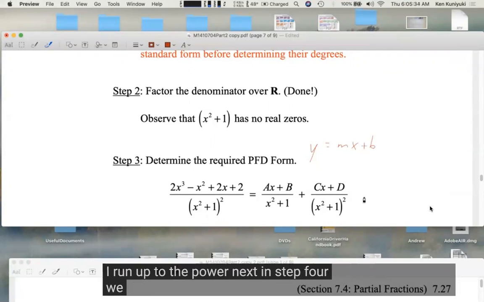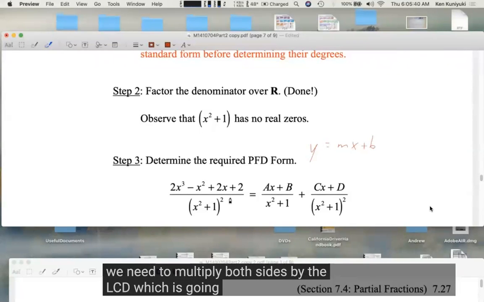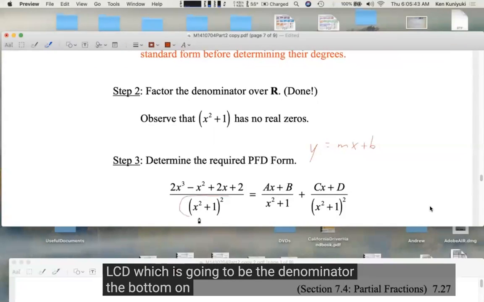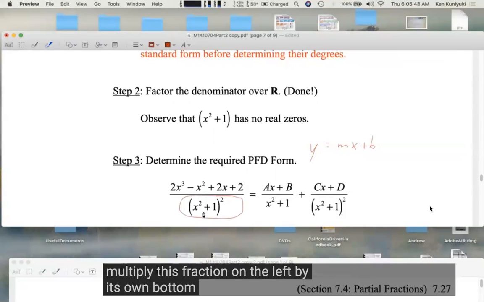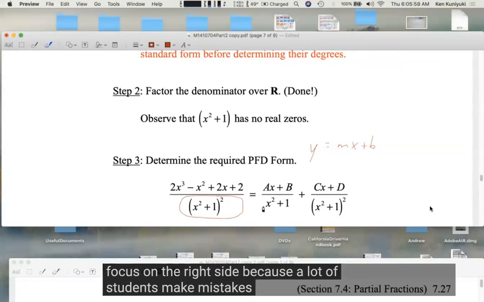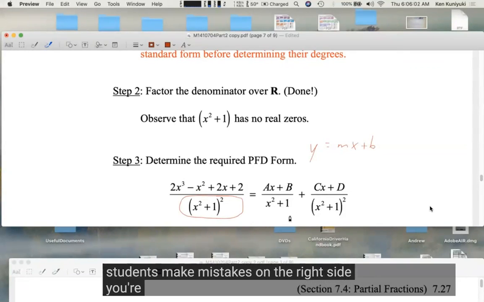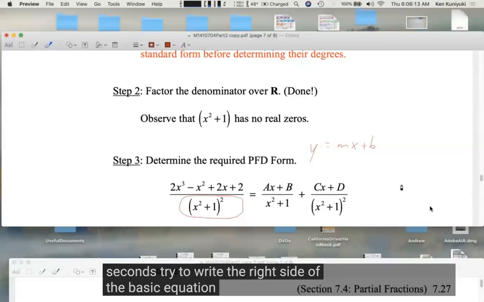Next, in step 4, we need to write the basic equation. So we need to multiply both sides by the LCD, which is going to be the denominator, the bottom, on the left side. Now, when you multiply this fraction on the left by its own bottom, you're left with the top. So the left side of the basic equation will be the top, the numerator here. Let's focus on the right side because a lot of students make mistakes on the right side. You're multiplying these 2 fractions by this LCD. Do it. I'll give you 20 seconds. Try to write the right side of the basic equation.